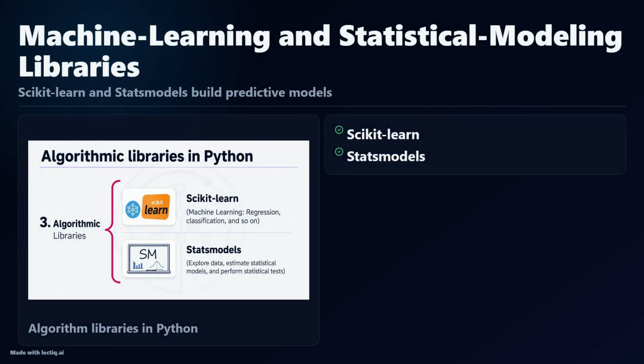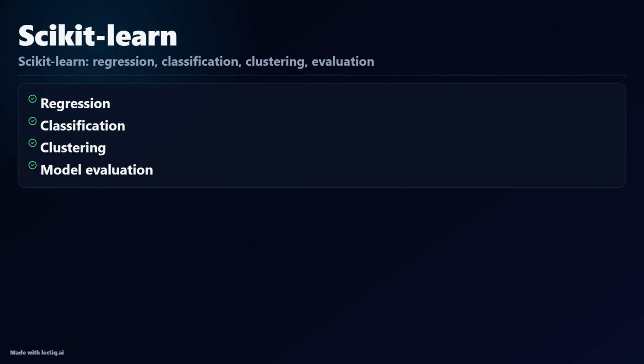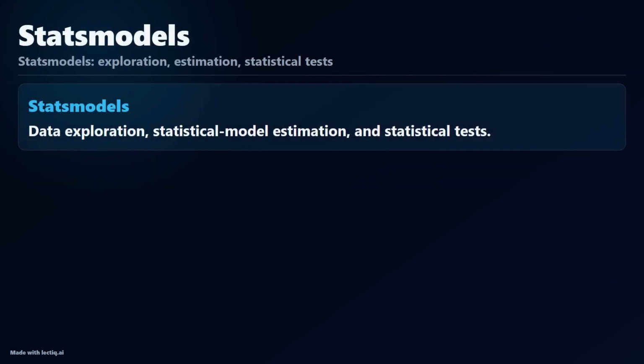Machine learning algorithms use datasets to develop models and generate predictions. Scikit-learn and StatsModels are the two main libraries in this category, and this image shows how they fit into the broader algorithm ecosystem. Scikit-learn includes tools for regression, classification, clustering, and model evaluation, and it works closely with NumPy, SciPy, and Matplotlib under the hood. StatsModels supports data exploration, statistical model estimation, and statistical tests, rounding out the modeling side of Python's ecosystem.